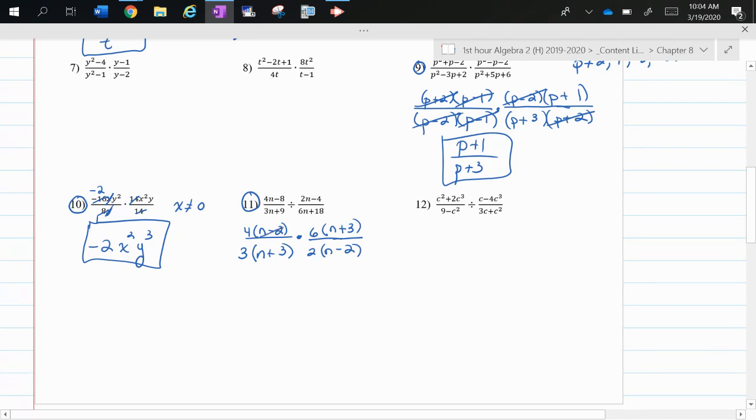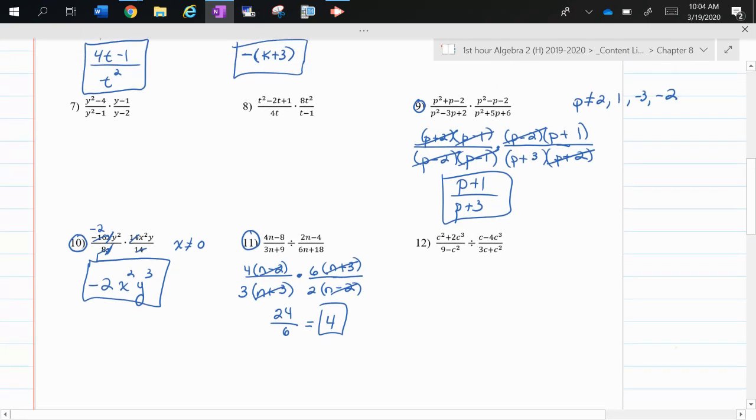Notice I have an n minus 2 over n minus 2. I have an n plus 3 over n plus 3. And I also have, in the numerator, 24. The denominator I have 3 times 2, which is 6. And 24 over 6 would be 4. So that works out nicely. Okay, so now we're ready to move on.